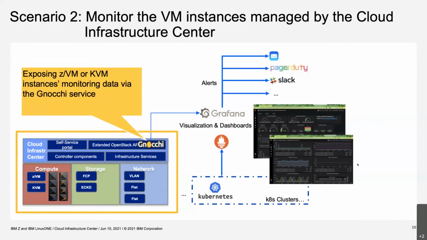And here is a diagram of this scenario. Since 1.1.3, we embed the telemetry service, which can collect the VM instance data as well as the hypervisor data. After enabling the monitoring services, all those data will be stored in a time series DB, which is called Gnocchi. And with Gnocchi, you will be able to take it as a data source and build a dashboard.